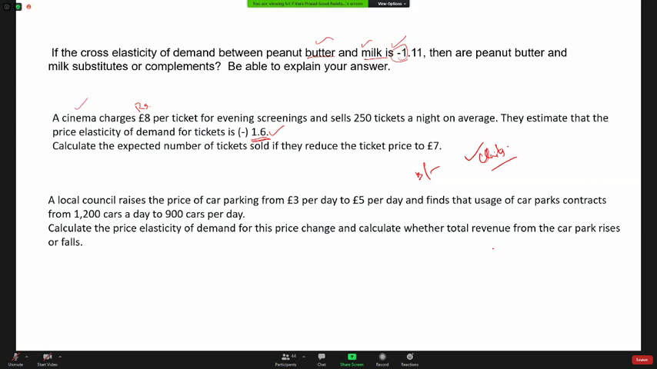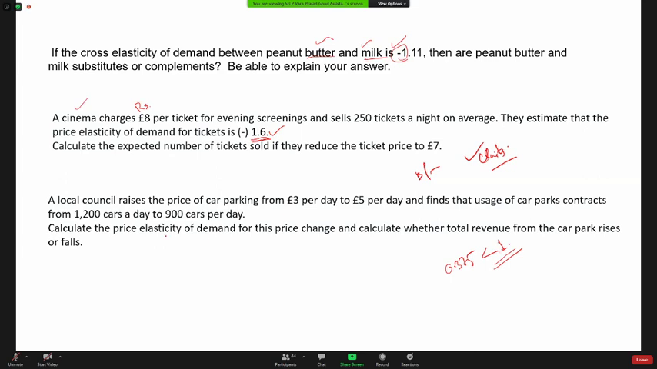Revenue increases. Yes, revenue increases. And what kind of elasticity is it? Relatively inelastic. You got 0.375, which means it is less than 1. So less than 1 means relatively inelastic. It means there was a certain increase, but not proportionately, less than 1.